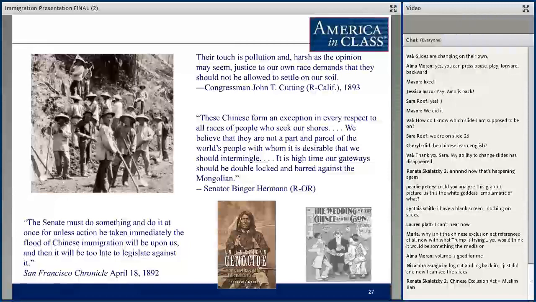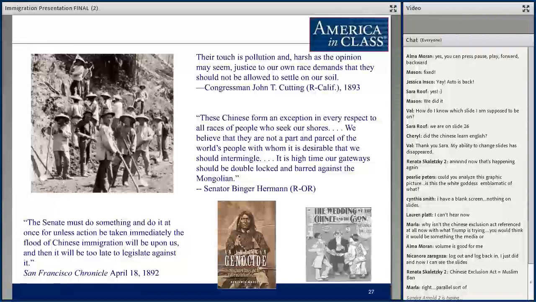And here I've put down several quotes from Western representatives during this time period, and you can really hear how harsh they are. "Their touch is pollution, and harsh as the opinion may seem, justice to our own race demands that they should not be allowed to settle on our soil." That comes from Congressman Cutting of California in 1893.